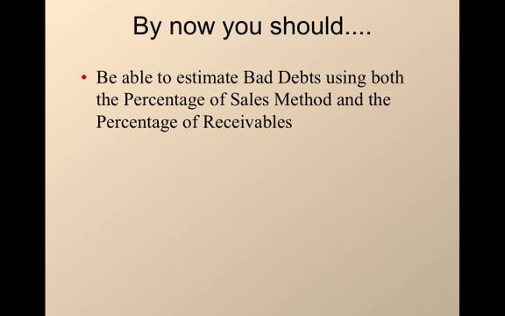Okay, by now you should be able to estimate bad debts for that adjusting entry at the year end using both the percentage of sales method and the percentage of receivables method. Remember, when calculating the percentage of sales, that's the number you're going to use directly in the adjusting entry. And when calculating the percentage of receivables, the number you get in that calculation is the required balance in your allowance for doubtful accounts. If you remember that, you should be good.